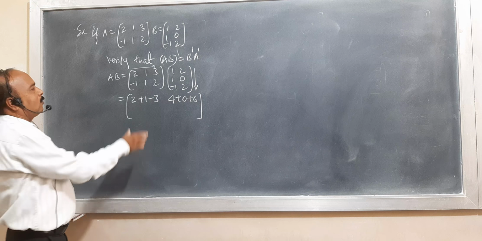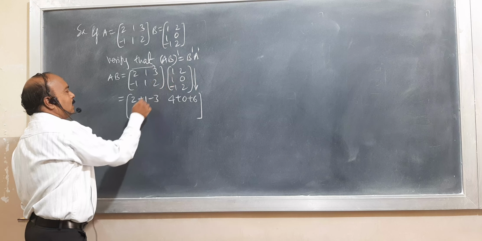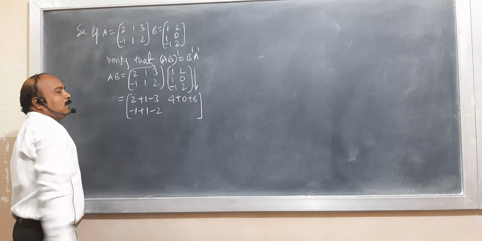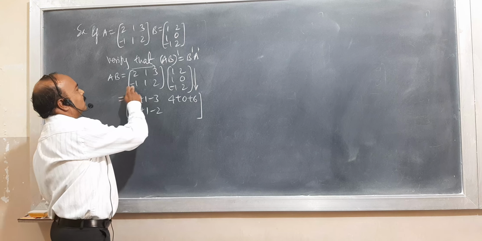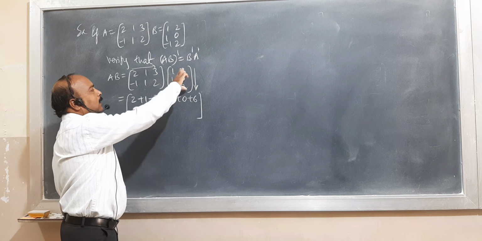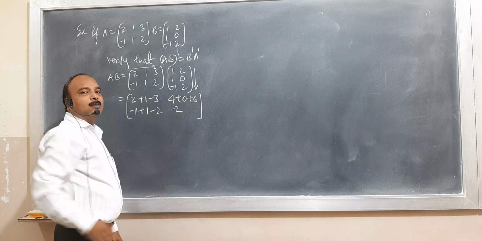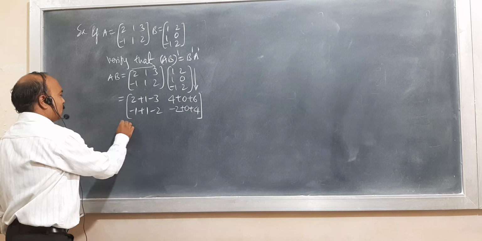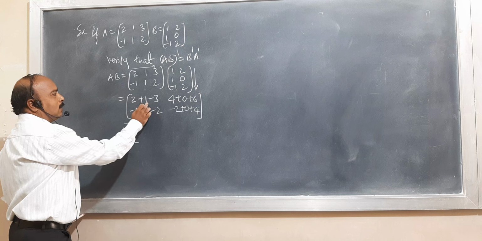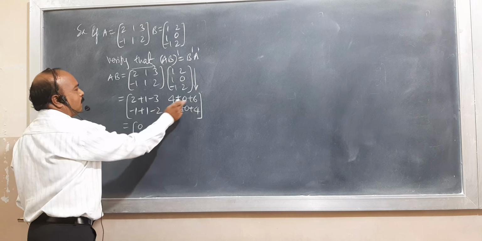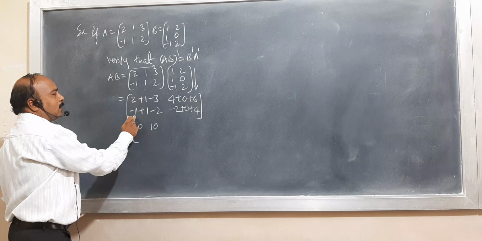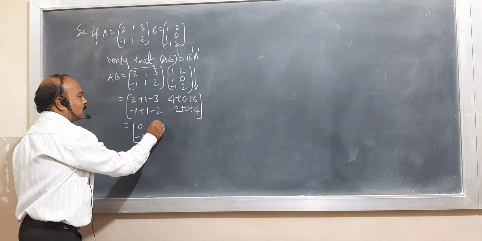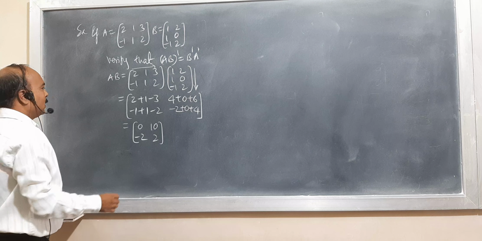Next, second row with first column. 1 into minus 1, minus 1, 1 into 1 is 1, 2 into minus 1 is minus 2. Next, second row with second column. Minus 1 into 2 is minus 2, 1 into 0 is 0, 2 into 2 is 4. Now we get 2 plus 1 minus 3 is 0, 4 plus 6 is 10, minus 1 plus 1 cancel, minus 2, 4 minus 2 is 2. Now it is AB matrix.